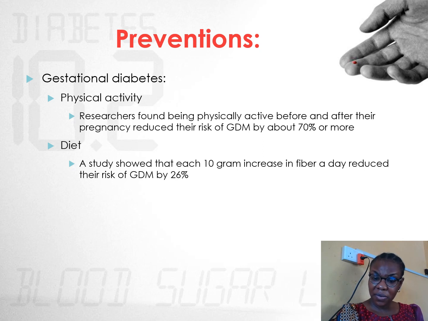So a sedentary lifestyle in pregnancy is a no-no. Then diet, having a diet that is high in fiber has a highly protective effect against gestational diabetes. It's been said that 10 grams of fiber a day can reduce the risk of GDM by as much as 20%. So you see, it's something that is quite preventable.